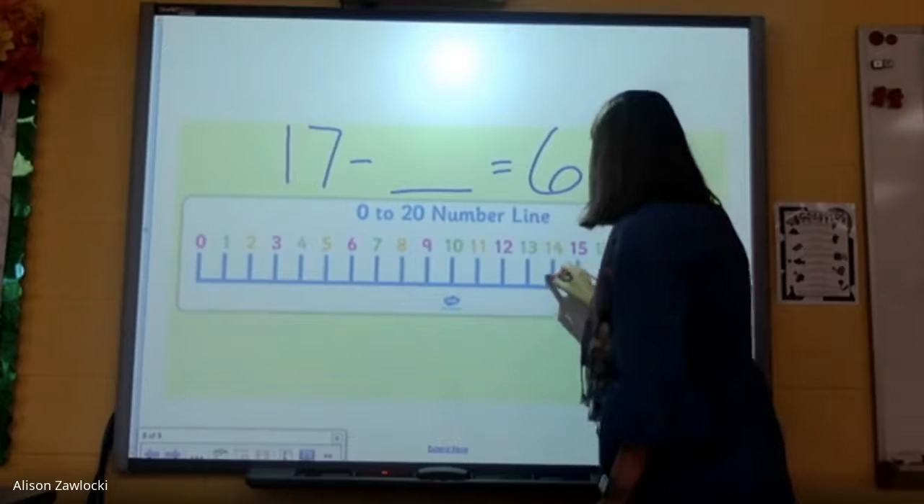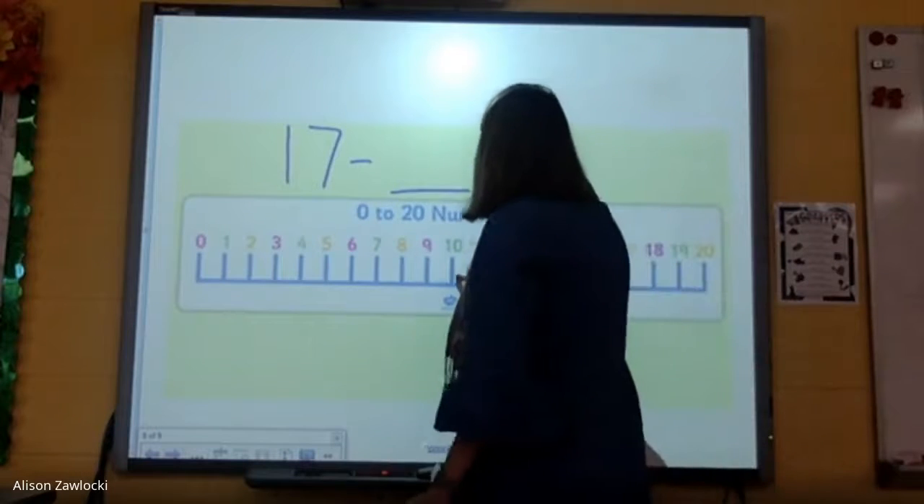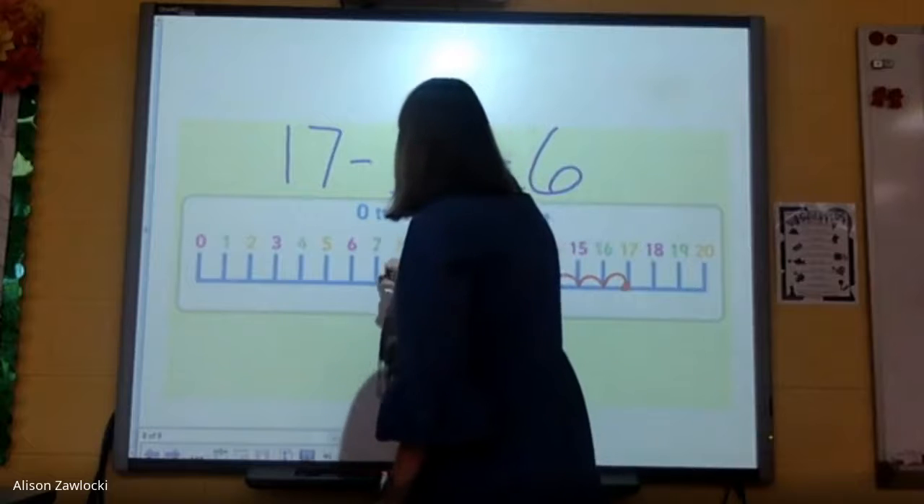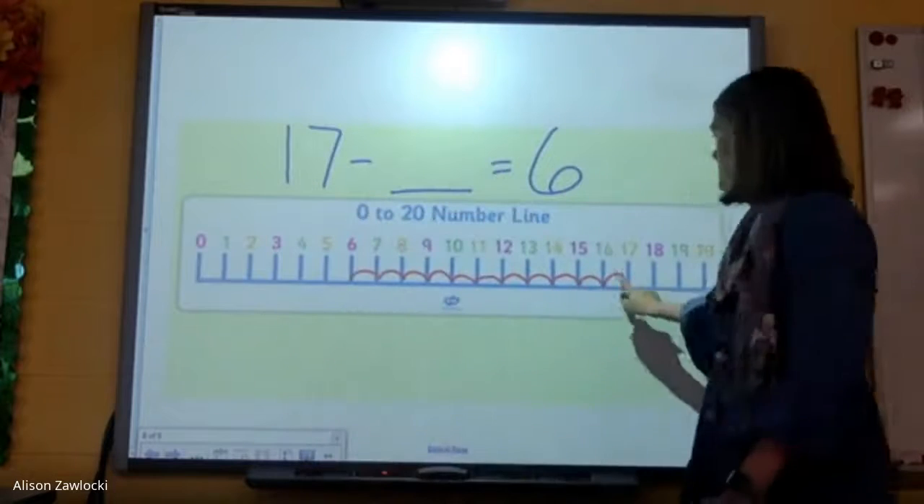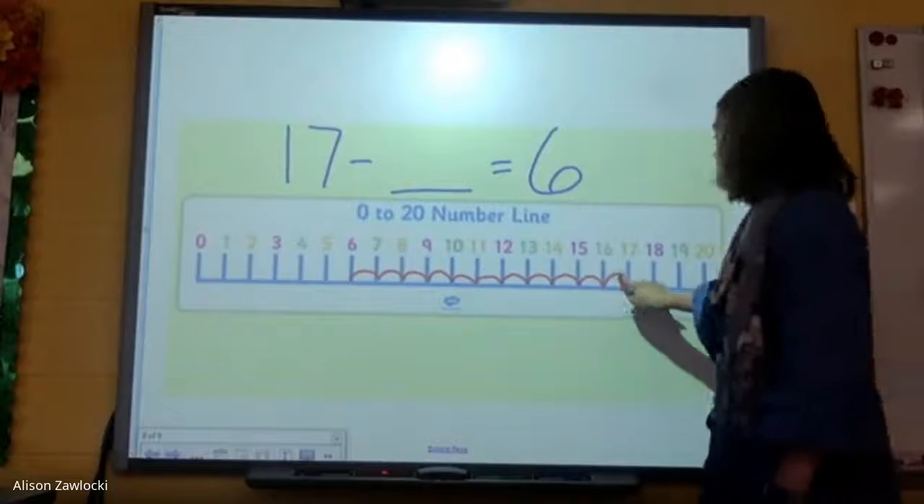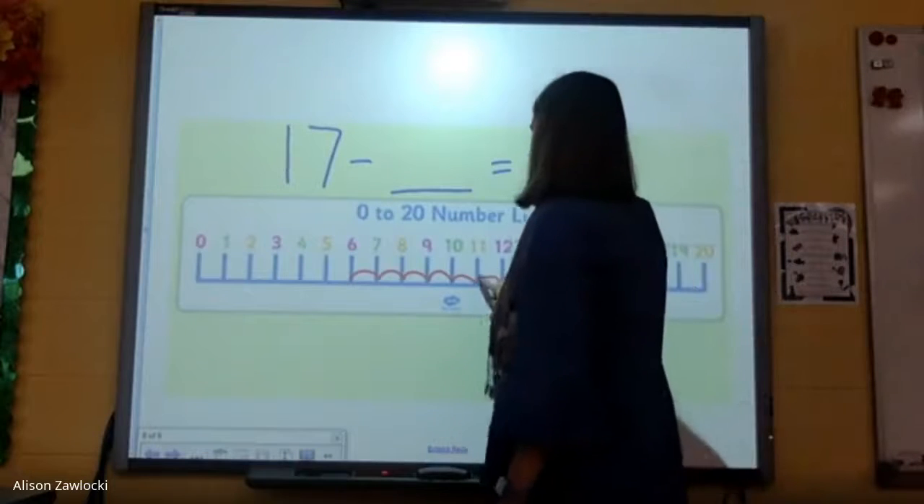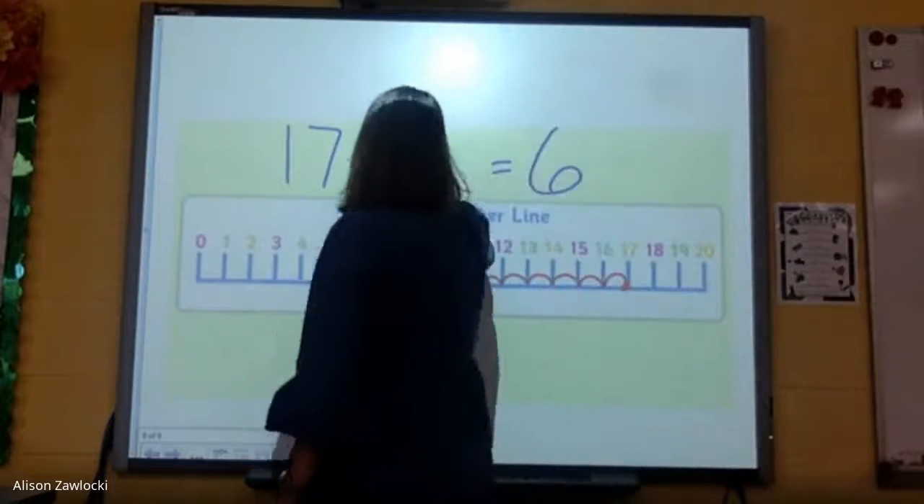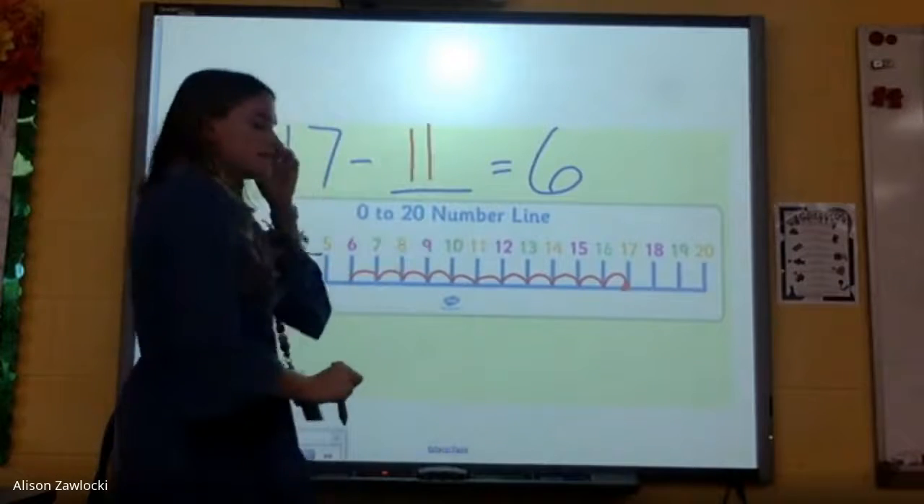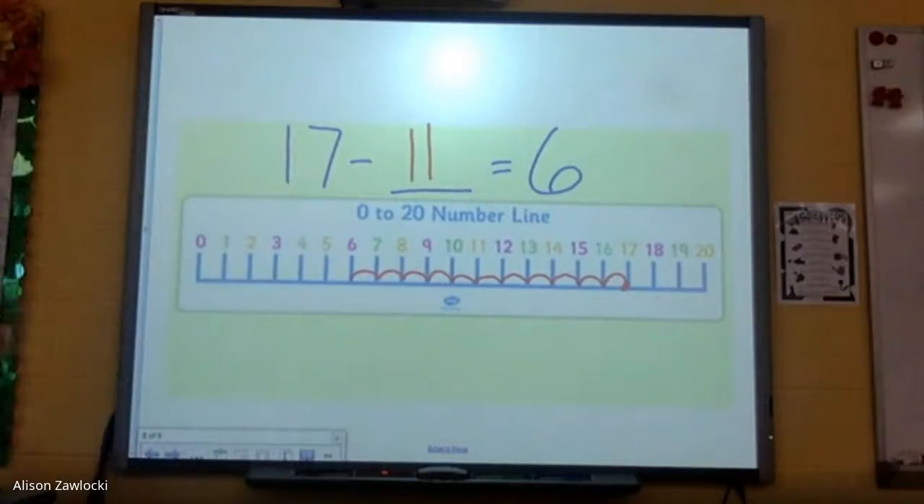1, 2, 3, 4, 5, 6, 7, 8, 9, 10, 11. Let's go back and count them, touching the middle of them. 1, 2, 3, 4, 5, 6, 7, 8, 9, 10, 11. 17 take away 11 equals 6. Go ahead and write that. We have one more, then I'm going to show us our seesaw activity.